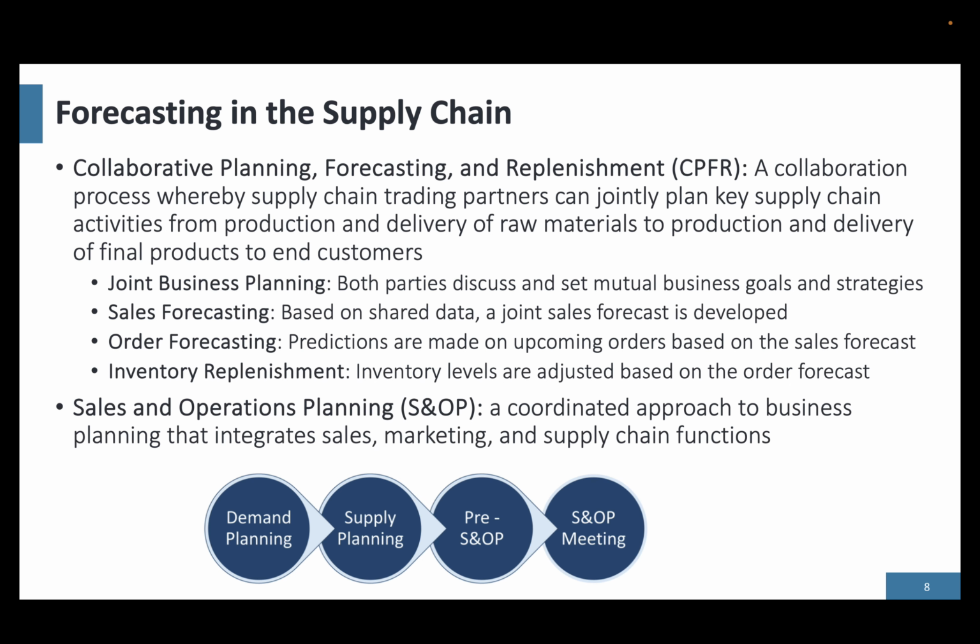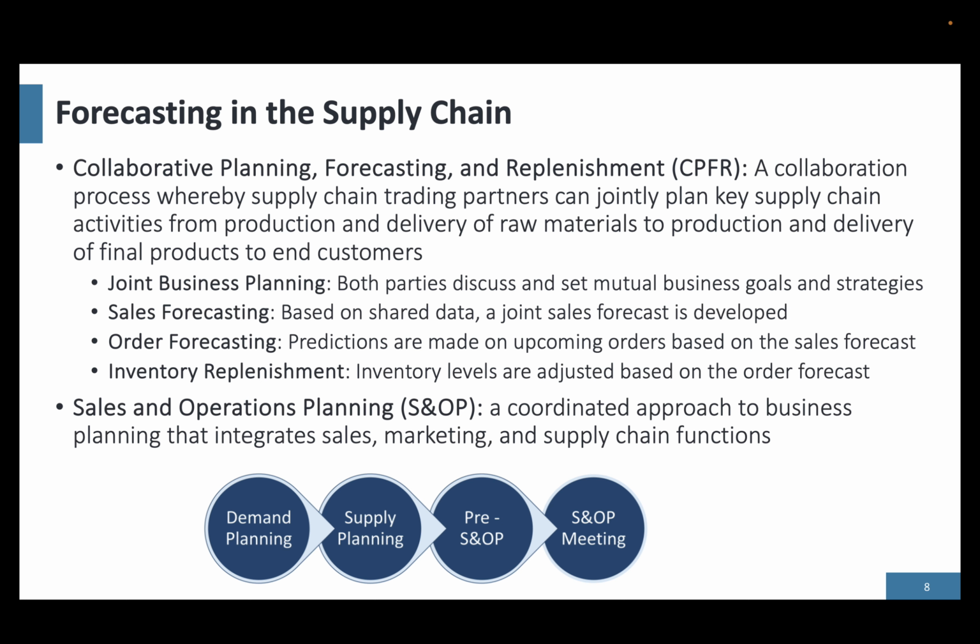So there's two more concepts I want to cover because these can possibly help mitigate some of the issues we see in the bullwhip effect. The first is CPFR, or Collaborative Planning, Forecasting, and Replenishment. This is a collaboration process where supply chain trading partners jointly plan key supply chain activities, from production and delivery of raw materials to production and delivery of final products to our customers.